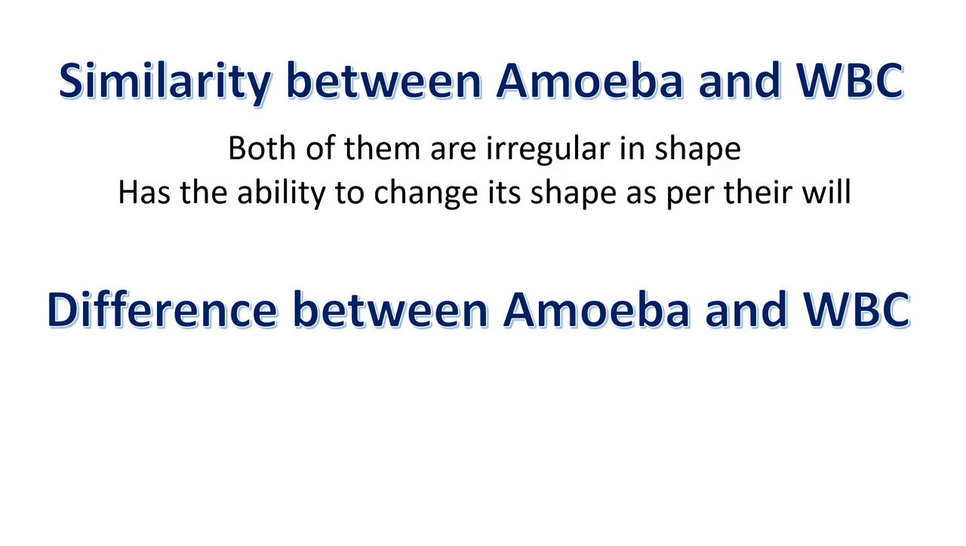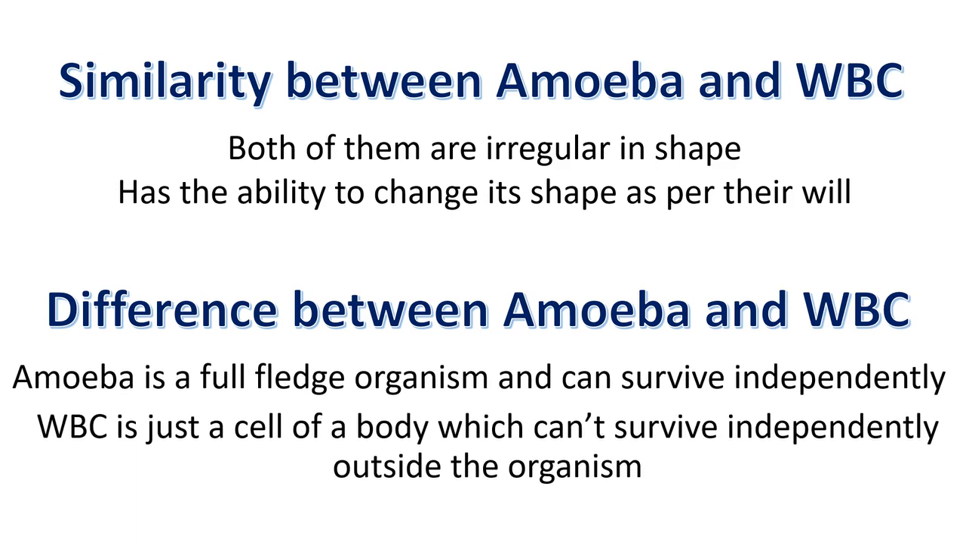They have some differences also. Amoeba is a full-fledged organism and can survive independently, whereas WBC is just a cell of a body which can't survive independently outside the organism.